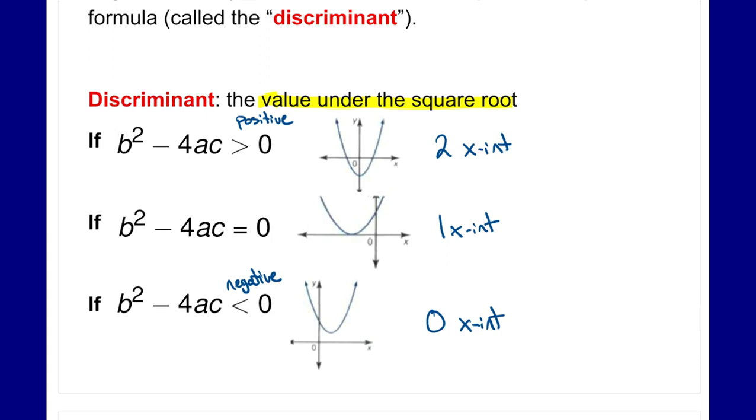So 3 different scenarios, 3 different possible ranges of values for our discriminant, and that will tell us how many solutions we have. Again, it won't tell us what the solutions are, but it will tell us how many. So it depends on what the question's asking or what we're concerned about.